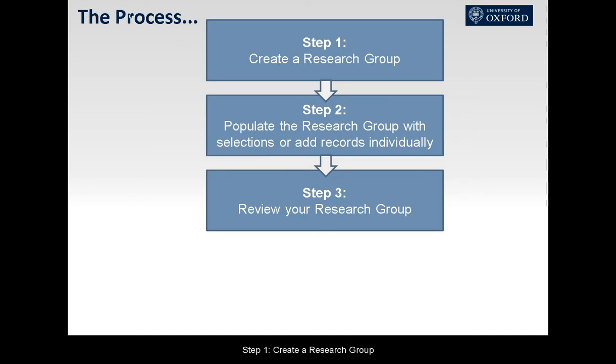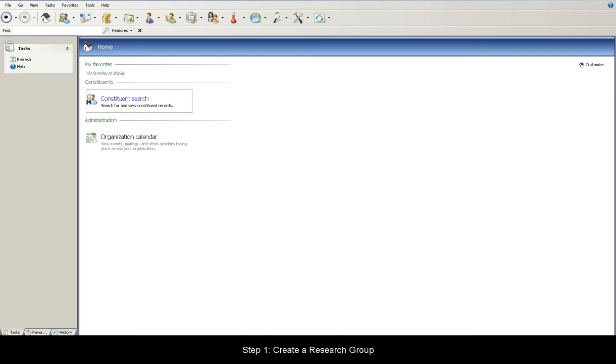Today we'll achieve all this by step 1, creating a research group. Step 2, we'll populate that research group either with selections or with individual records. And step 3 will be to review the research group and the constituents held within it. So step 1, creating a research group.